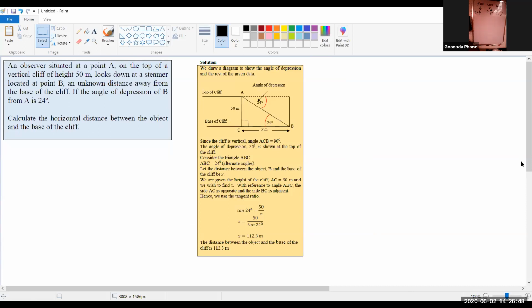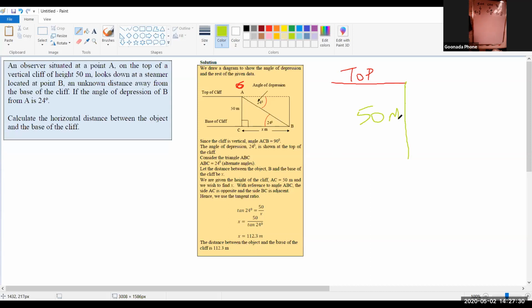Okay, great. So the observer is situated at point A, this is where he is at, on the top of a vertical cliff. Vertical means going down, right? Of height 50. So this is the top of the cliff, and the observer is looking down at the vertical cliff of height 50. So it's going down, and it's 50 meters, of course.